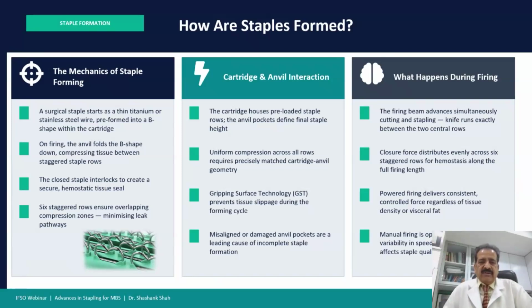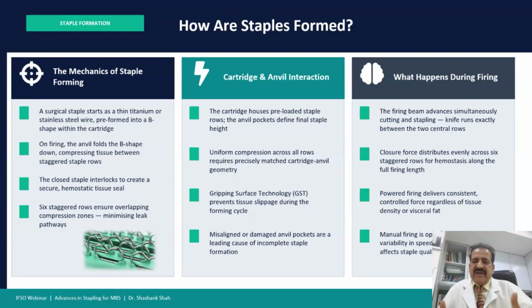Closed staple interlocks create a secure hemostatic tissue seal while at the same time preserving blood supply. Staggered rows ensure overlapping compression times and minimize leak. Of course, blood supply is still preserved. Cartridge and anvil interact with each other. There is uniform compression, and the gripping surface technology, which I'll talk about, forms a better B formation.